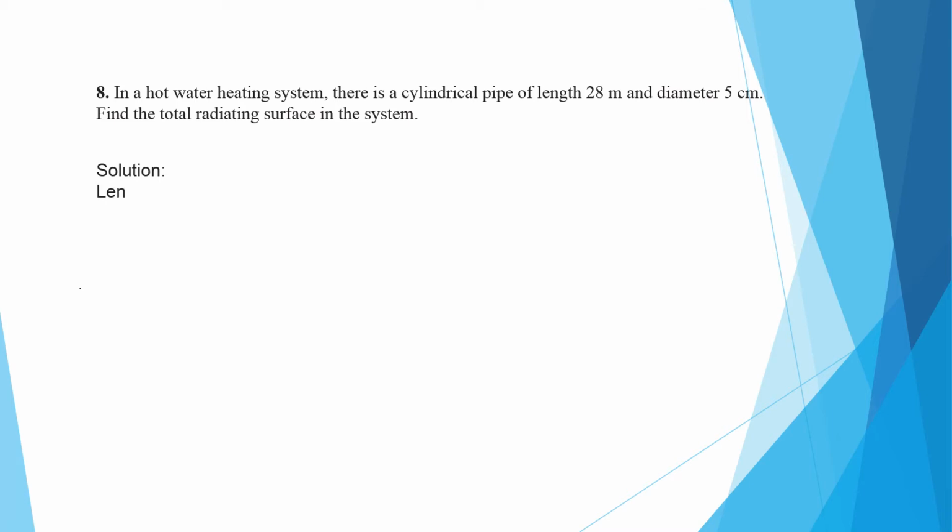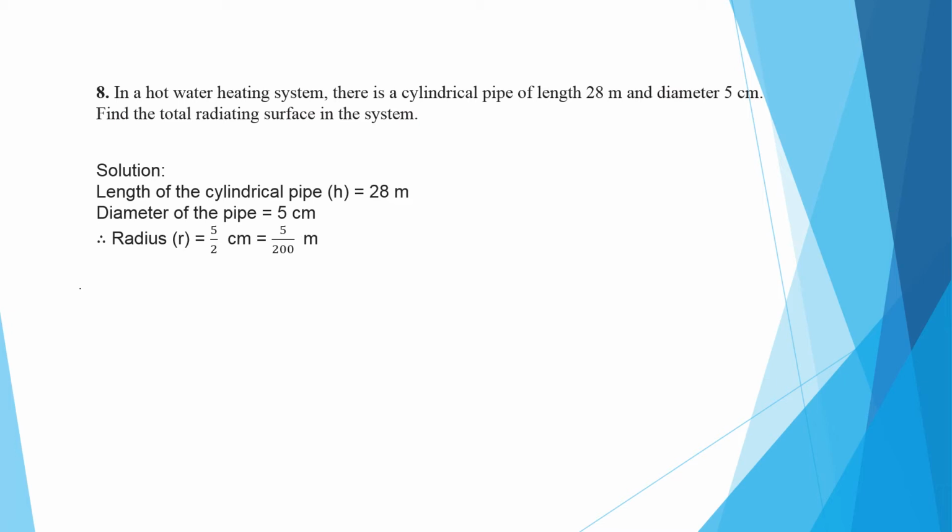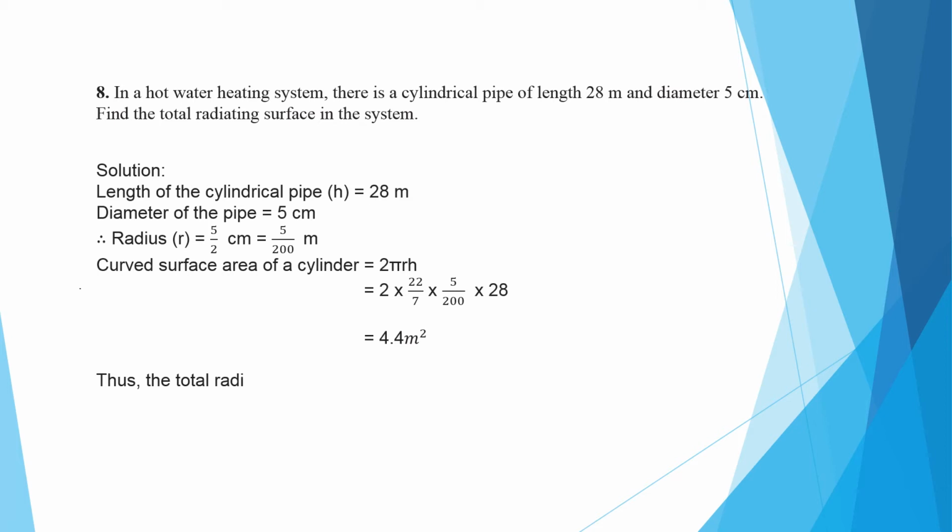So we will begin the solution. Length, that is height, is equal to 28 meter. Diameter is 5 centimeter, so make it radius, that is 5 by 2 centimeter. Convert it into meter, so 5 by 200 meter. Now the curved surface area is equal to 2 pi rh. So 2 into 22 by 7 into 5 by 200 into 28, that is 4.4 meter square. So the total radiating surface in the system is 4.4 meter square.